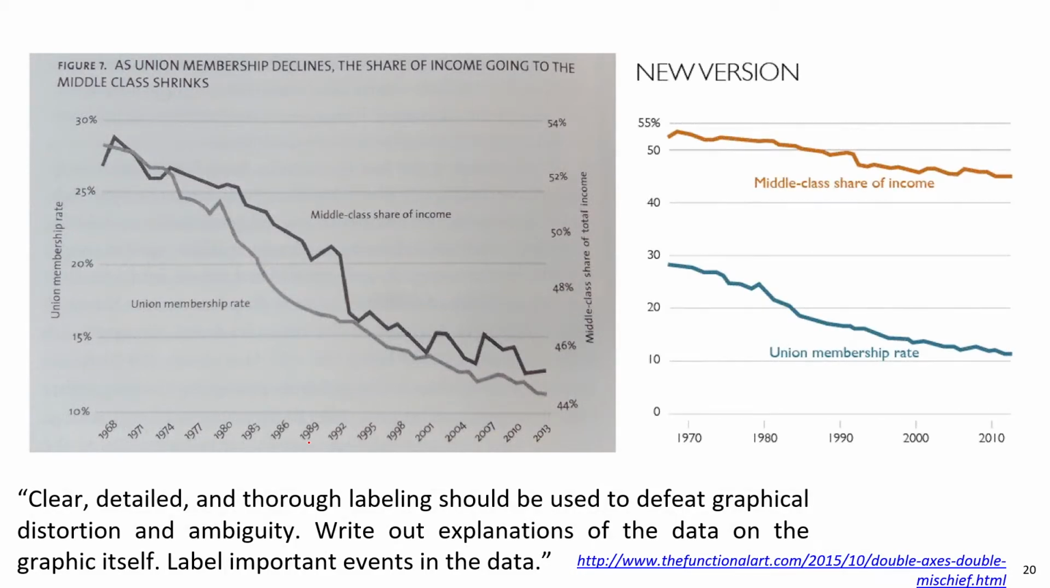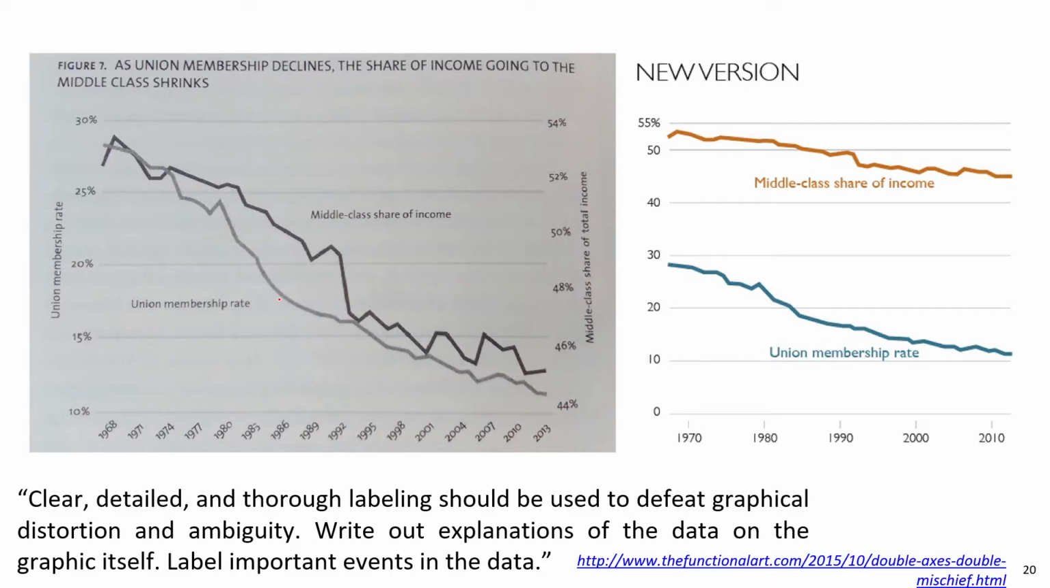One of Tufte's lines is: double the axes, double the mischief. The big cardinal sin is to ever put 2 different axes on the same chart, or if you're doing it, you better be very darn sure you know what's going on.